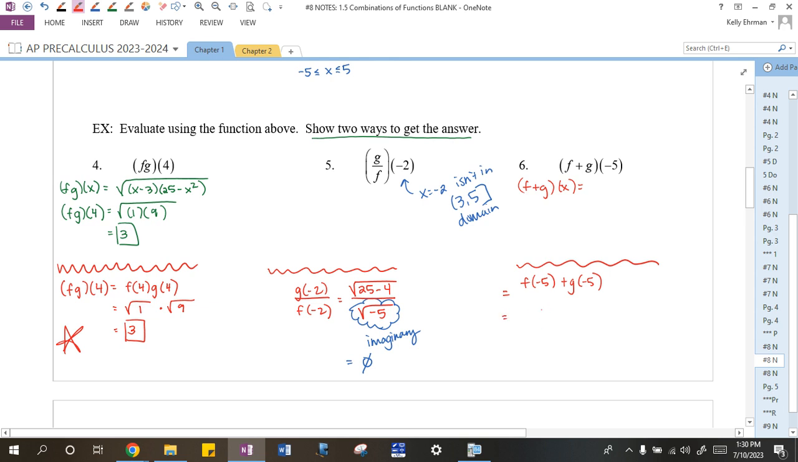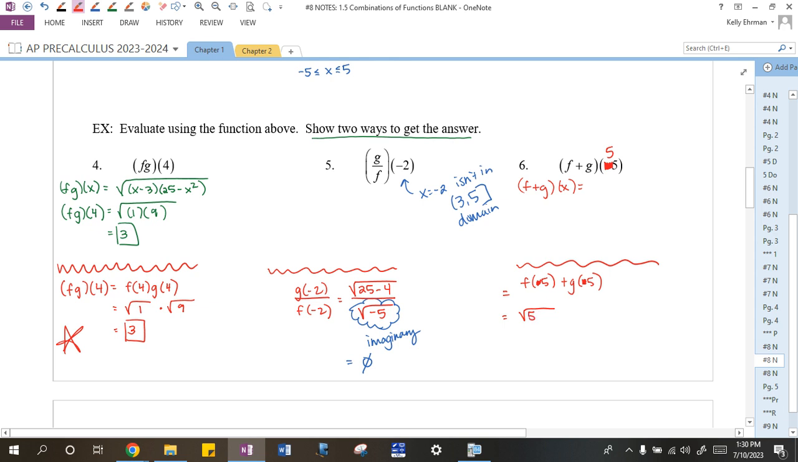So f of negative 5 is the square root of, oh wait, this shouldn't be negative 5. This should be positive 5. Negative 5 is not in the domain. Sorry, that's a typo on my paper. I think I've fixed it for your notes. Let's do 5, not negative 5. I don't want another no solution.